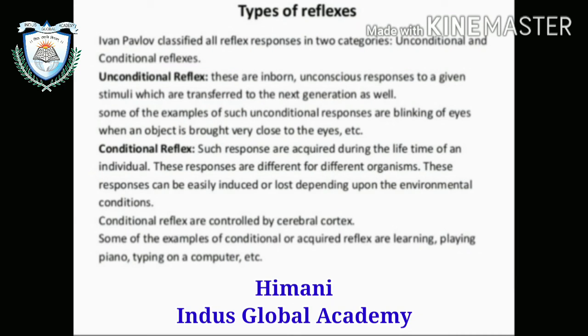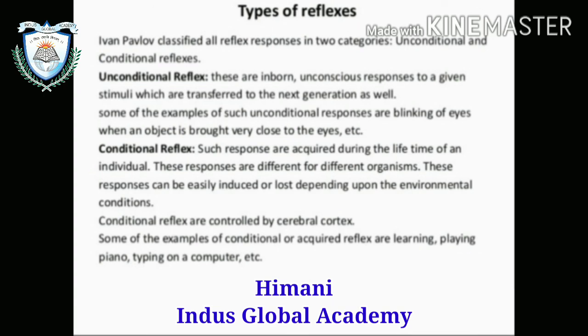Now, types of reflexes. Ivan Pavlov classified all reflex responses into 2 categories, unconditional and conditional reflexes. Unconditional reflexes are inborn, unconscious responses to a given stimulus, which are transferred to the next generation as well. That means they are hereditary. An example of unconditional responses is the blinking of eyes when an object is brought very close to the eyes.